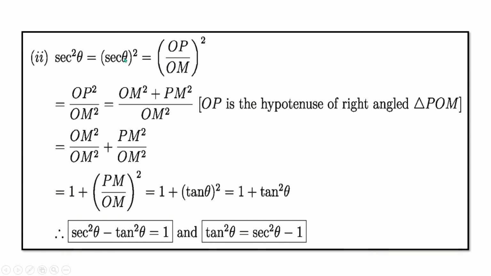Similarly, for other relations, sec square theta is equal to sec theta whole square. That means this and this are the same. This is equal to OP by OM whole square. But OP is equal to what? This is equal to, we can write, OP square by OM square, and OP square means OM square plus PM square.